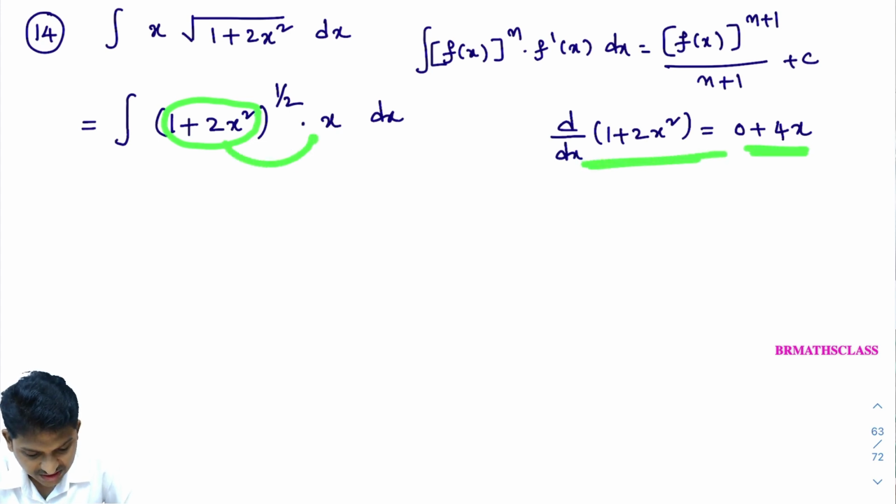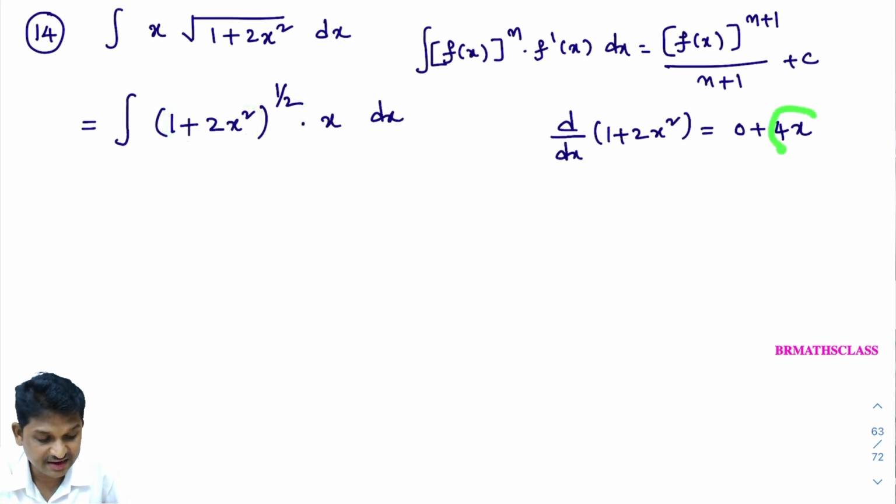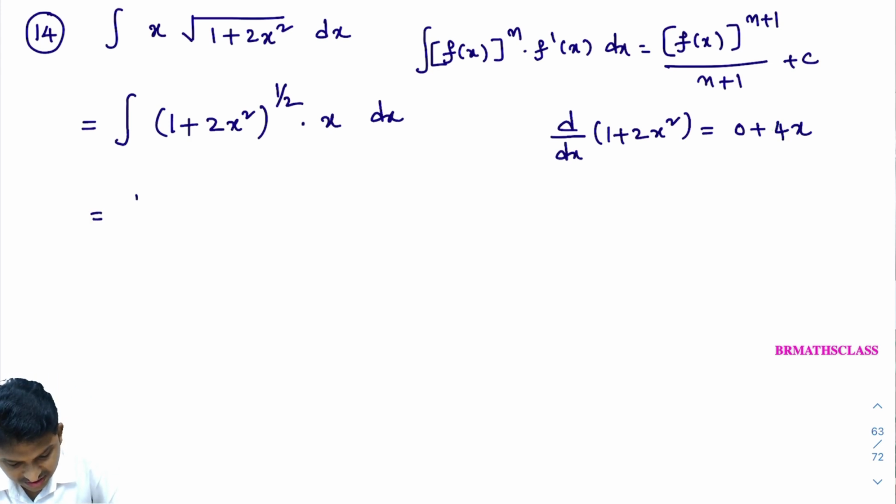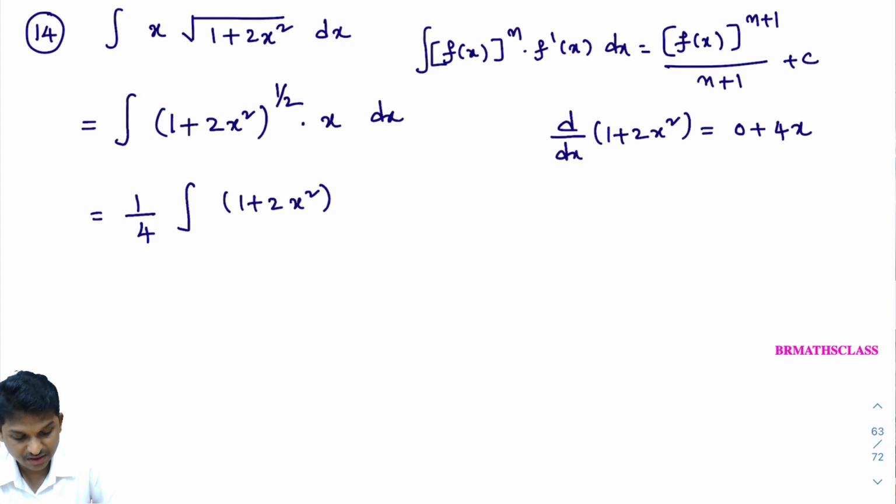Now here I need 4x actually, but only x is there. It's okay, I need 4x, so only a factor of 4 is missing. It can be easily rectified. 4 is a constant, so I can write it like this: integral of 1 plus 2x square whole power 1 by 2 into 4x dx. I hope you are understanding. Look here, as 4 is a constant.